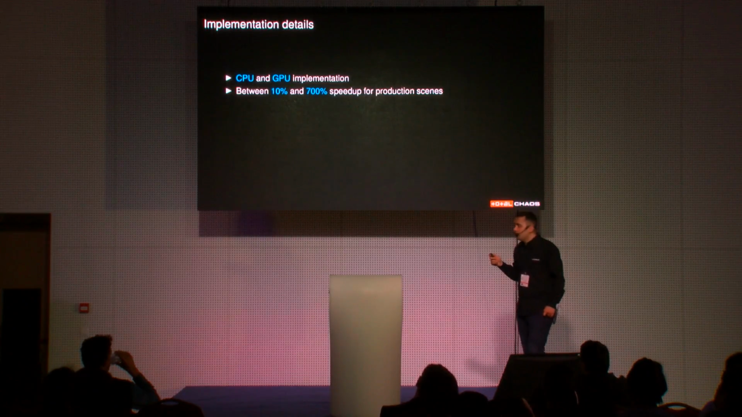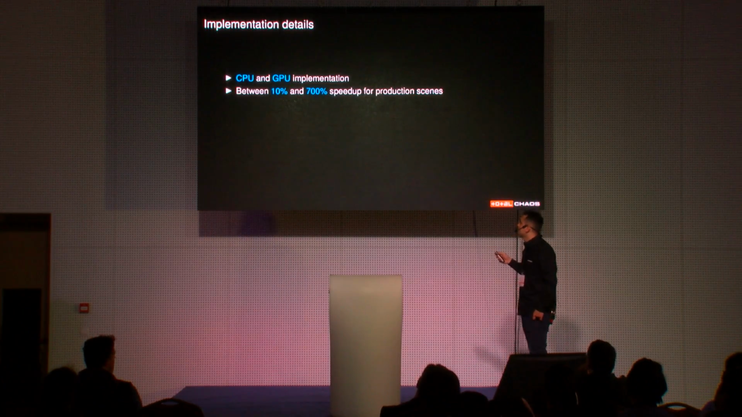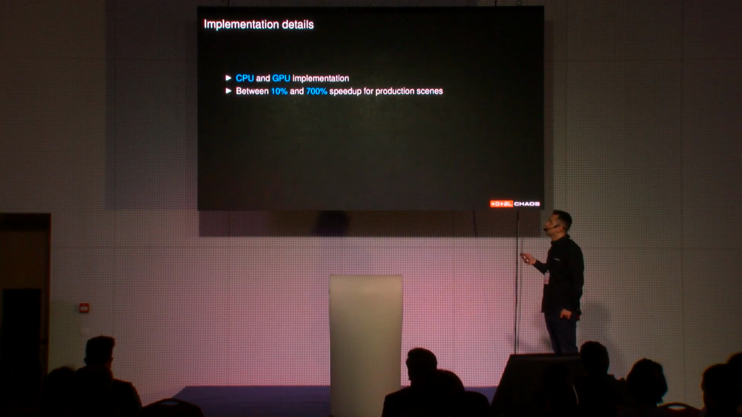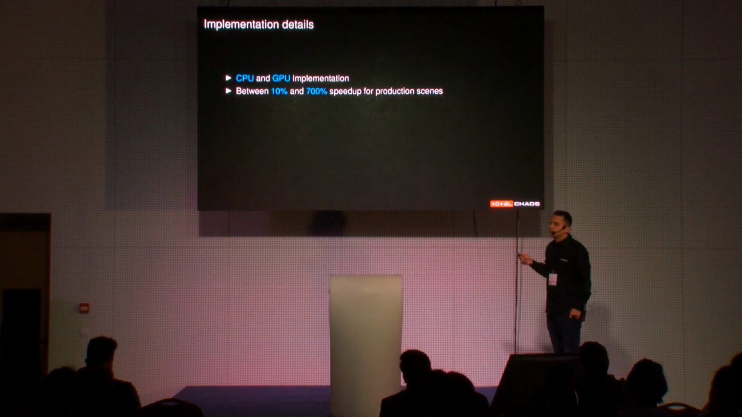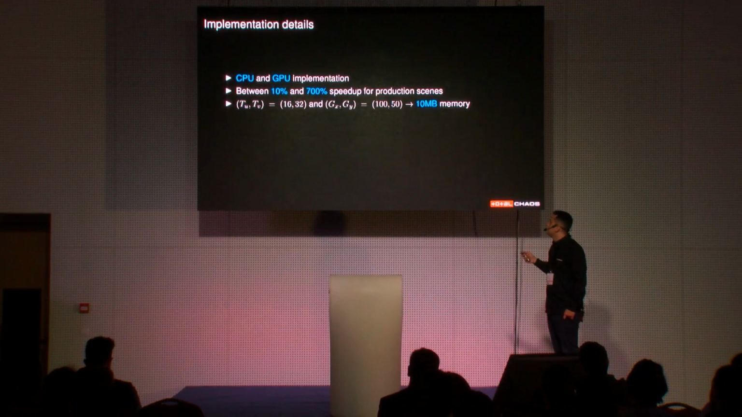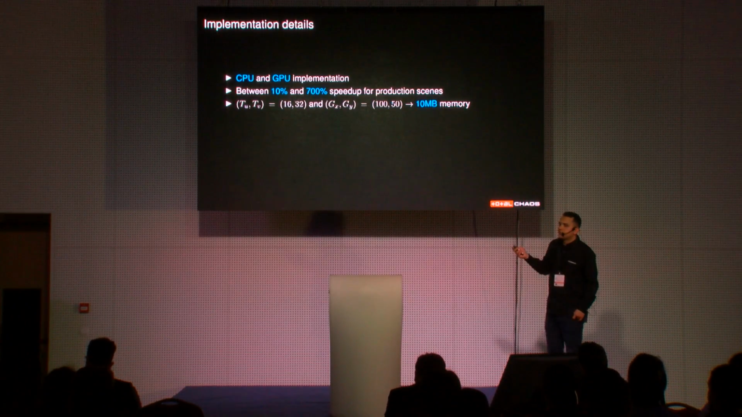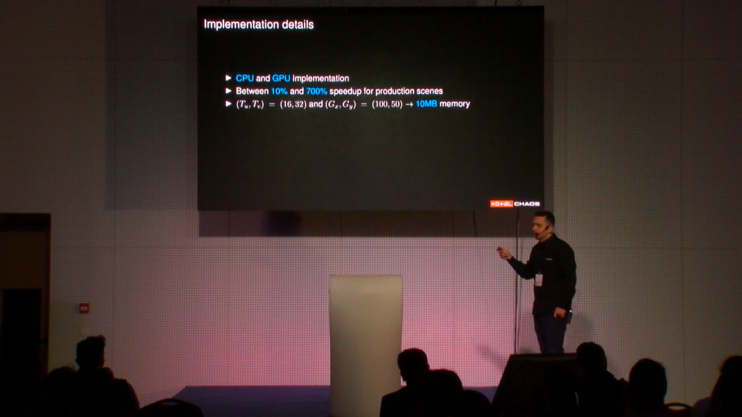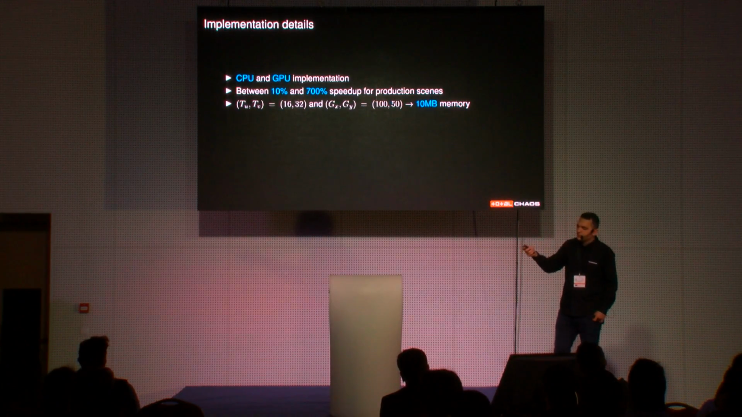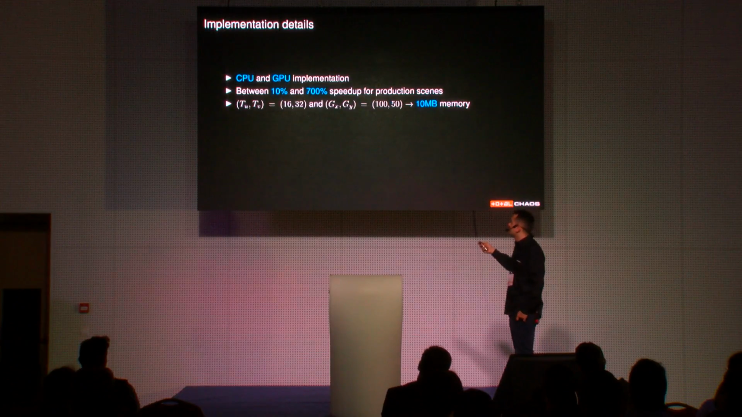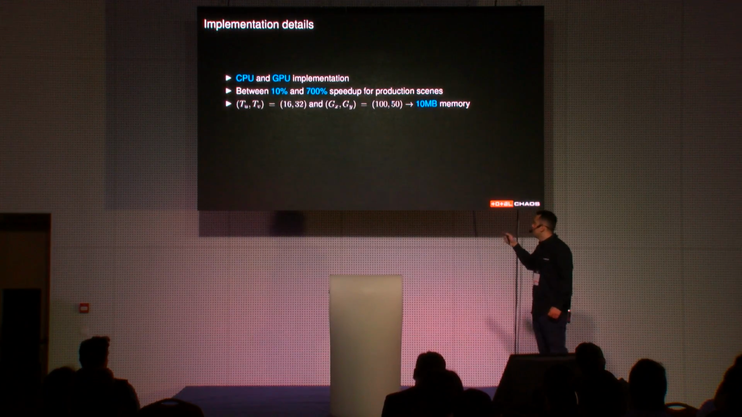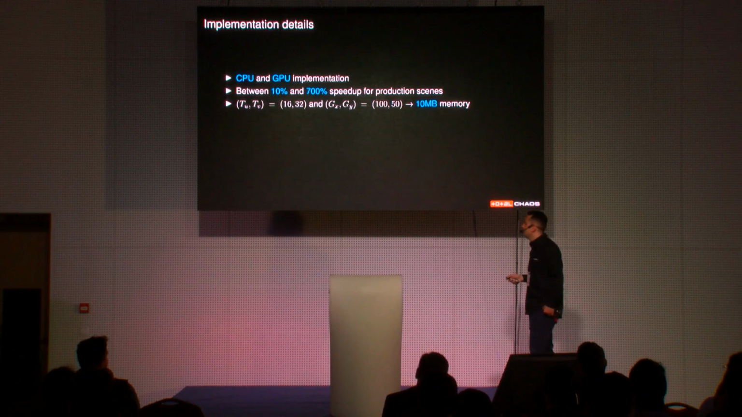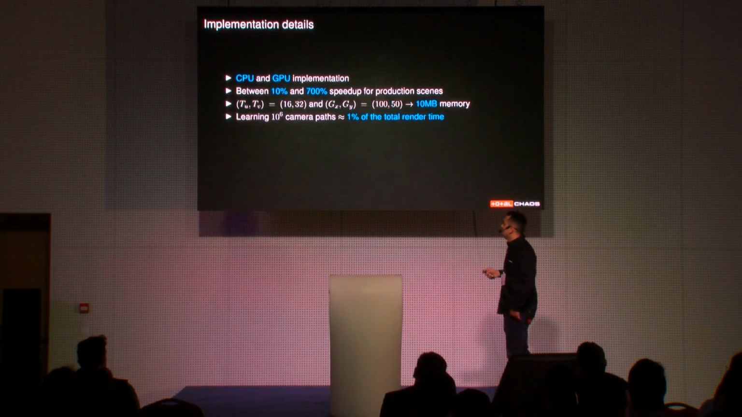Then we measured between 10 and 700% speed up. This was measured for complex production scenes. We were playing with different parameters in order to see which light grid resolution and tiling will work well. So we are using these parameters, which results in only 10 megabytes of additional memory.